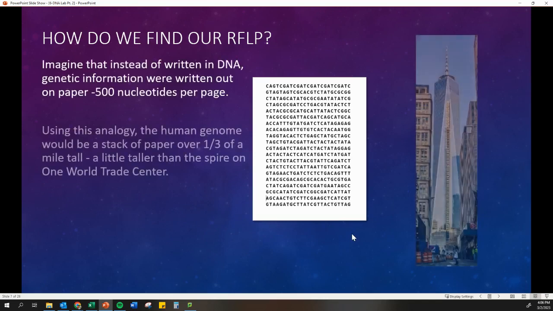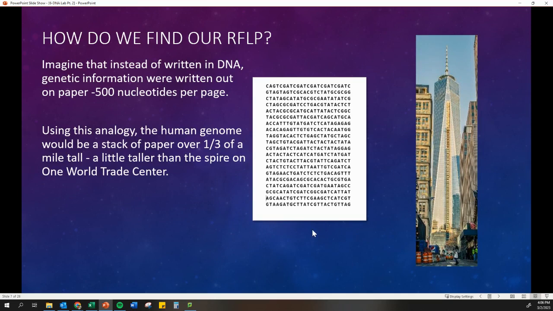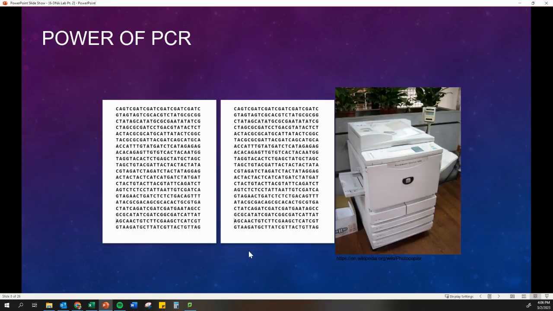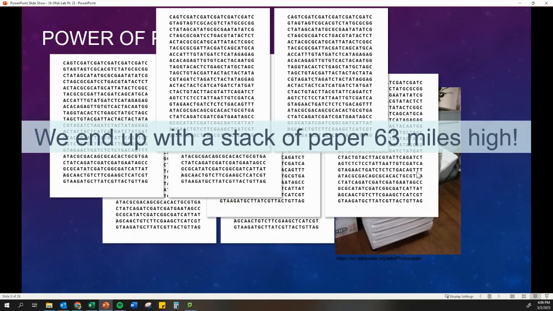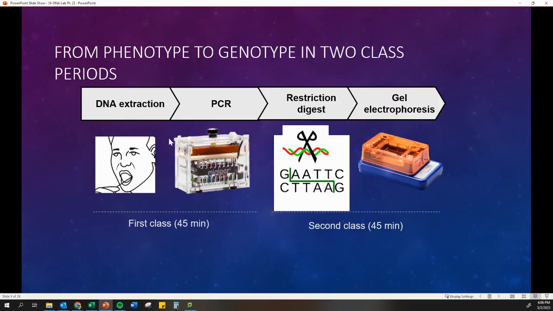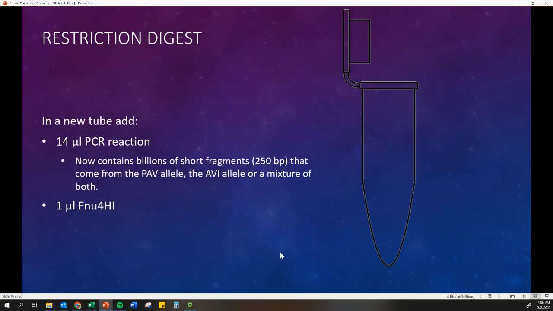Okay, so remember that we have lots and lots of pieces of DNA from our PCR from last class, and that PCR is kind of like taking that gene that's really, really long and multiplying it over and over and ending up with a stack of papers where we've copied it 63 miles high. Okay, so we have lots and lots and lots of this DNA. But now we need to cut it.